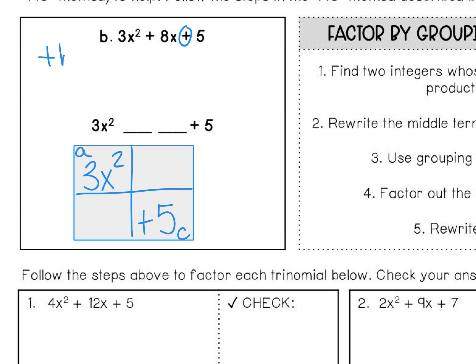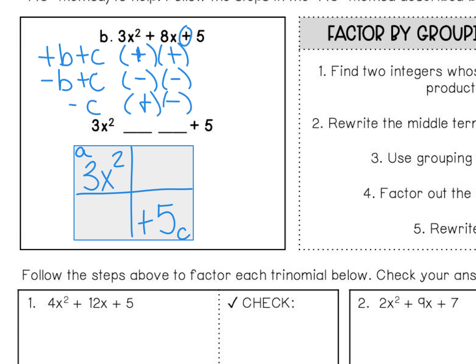So if you don't remember, let's make a little note up here. We have some space. If B is positive and C is positive, then we are doing positive and positive, right? Because the only way to get a positive number when we multiply is a positive times a positive. Or if B is negative when C is positive, negative times a negative is a positive. If C is negative, then it has to be different signs, positive, negative. So if our C, which is 5, is positive, that means our signs are going to be the same. And we got to look at B. So they're both going to be what?